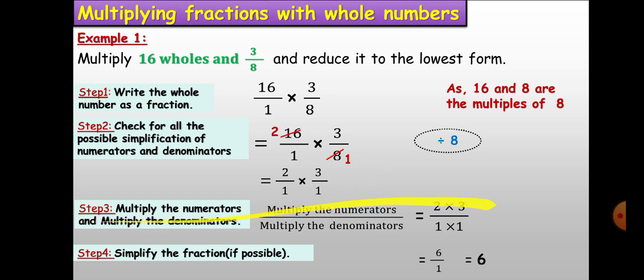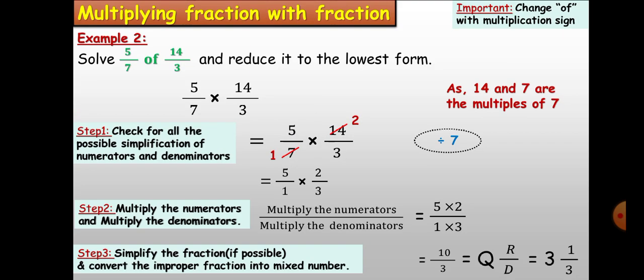Now there is no more simplification possible. So now I'm going to multiply the numerator with the numerator and the denominator with the denominator. Like 2 multiplied by 3 over 1 multiplied by 1. So you get 6 over 1, and you have to simplify the fraction if possible. There is no possibility, so I'm not going to simplify. That simply gives me 6 over 1, that means 6 wholes.